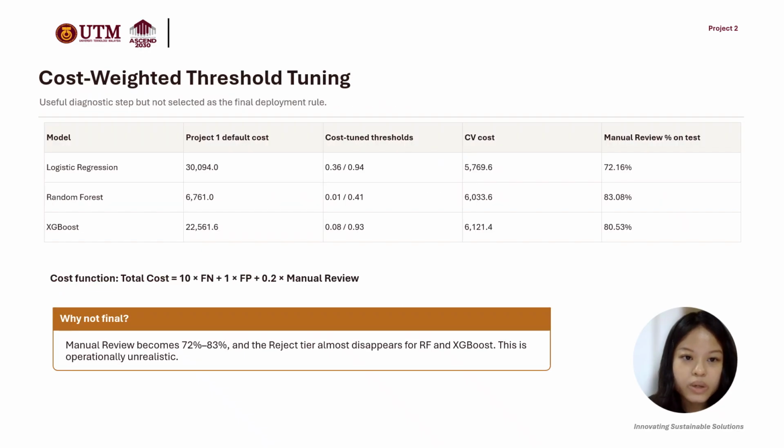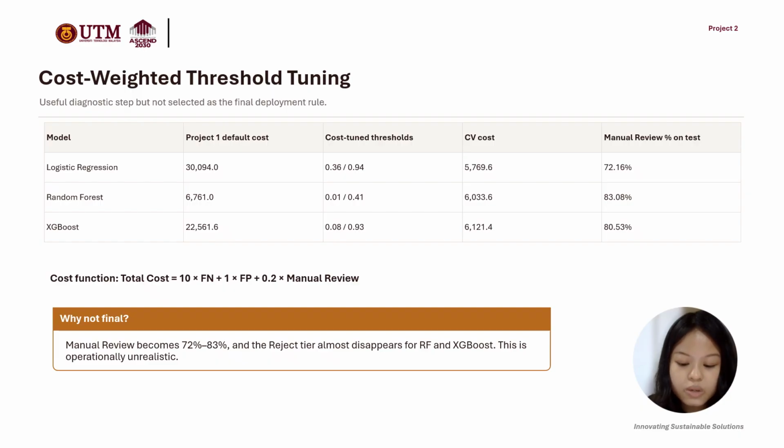Next, cost-weighted threshold tuning was the first revision we did. The cost function was in this formula. False negative has the highest weight because approving an actual FPD applicant is the riskiest outcome. These weights are relative business assumptions, not actual bank costs. Cost tuning reduced model costs.